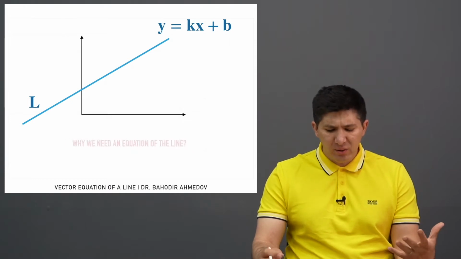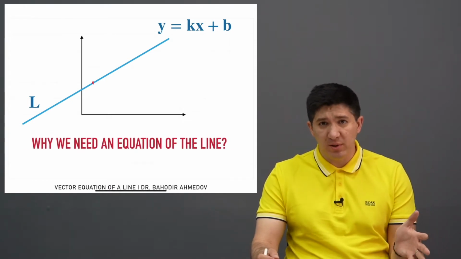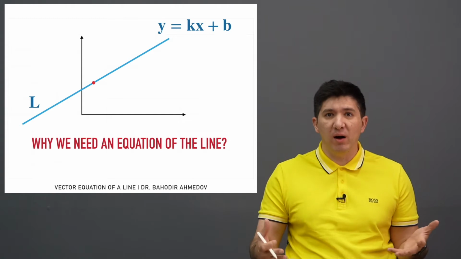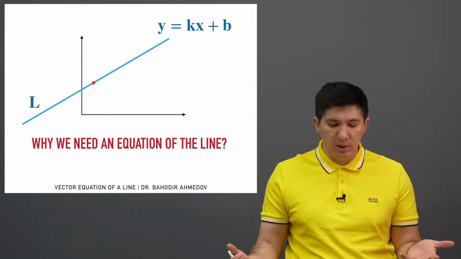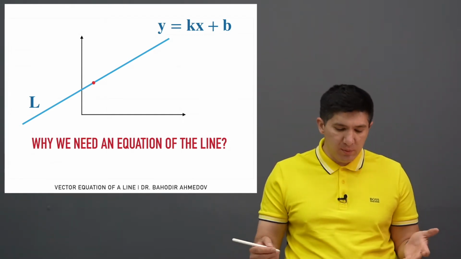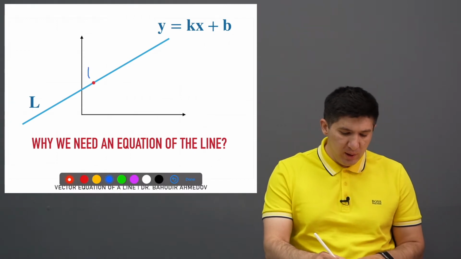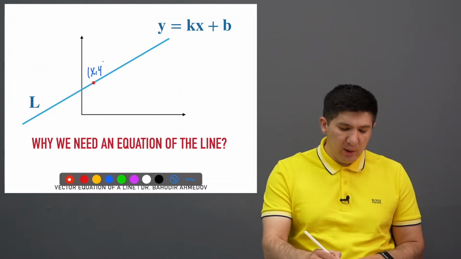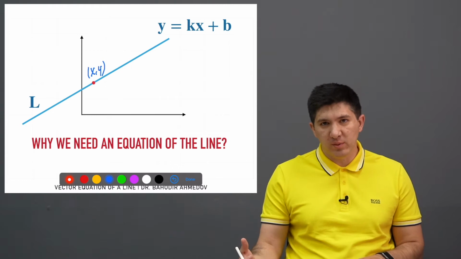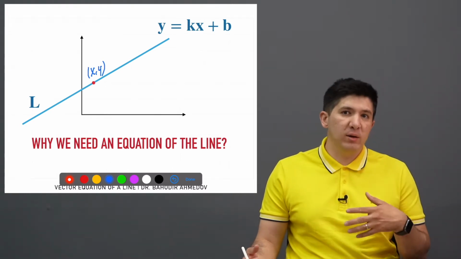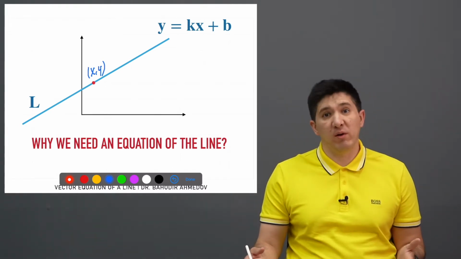The reason why we need the equations of lines is to be able to find the coordinates of the points along the line. Let's say you are given some point here with the coordinates x and y. You can find the x coordinate of this point if you're given the y, and you can find the y coordinate if you're given the x.